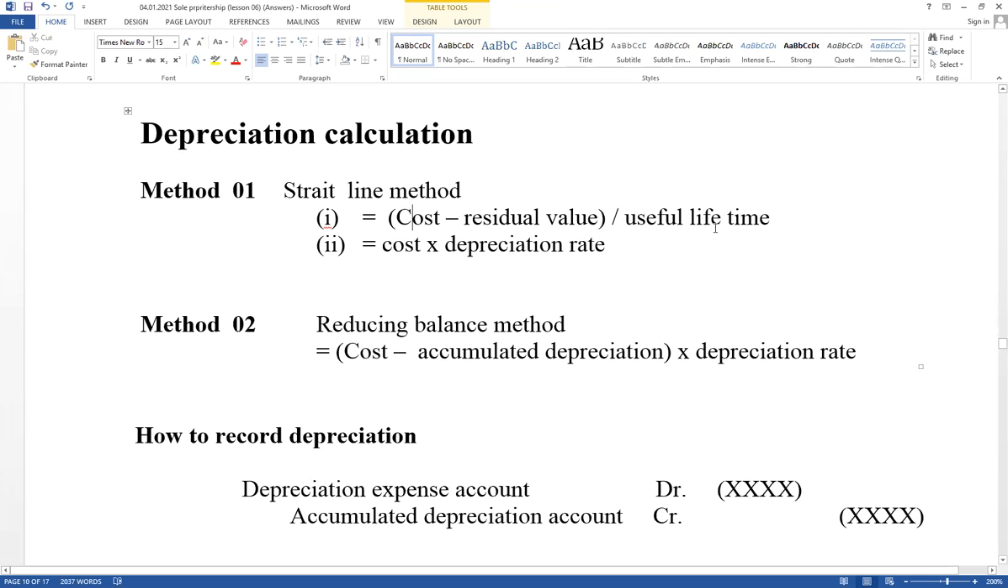After useful lifetime, that is called residual value. Therefore, this is the way you have to calculate depreciation on straight line basis. Cost value minus residual value. Residual value means the selling price after the lifetime.